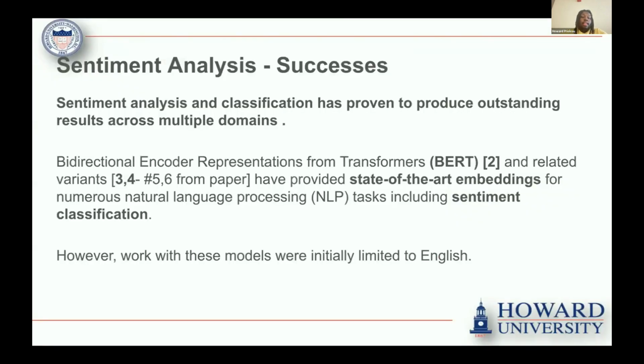Sentiment analysis and classification has proven to produce outstanding results across multiple domains. Bidirectional Encoder Representations from Transformers, BERT, and related variants have provided state-of-the-art embeddings for numerous natural language processing tasks, including sentiment classification. However, these works were initially limited to English.